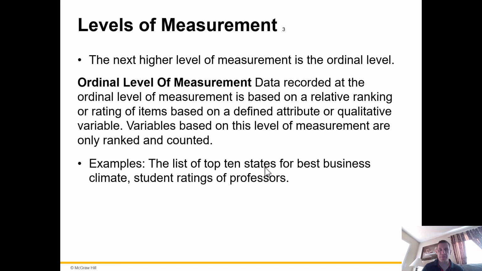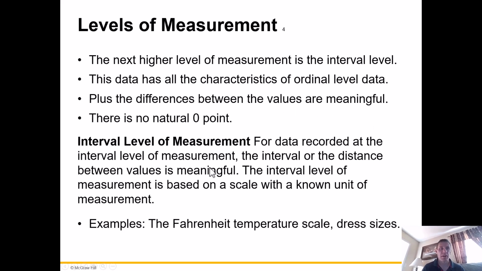The next higher level of measurement is the ordinal level. Think about ordinal as in order, there's an order to things. Data recorded at the ordinal level of measurement is based on a relative ranking or rating of items based on a defined attribute or qualitative variable. So variables based on this level of measurement are only ranked and counted. For example, the list of top 10 states for best business climate or student ratings of professors. Professors would get a rank. Top 10 states for business, number one would be the best one, number two. So this is where the ranking comes in.